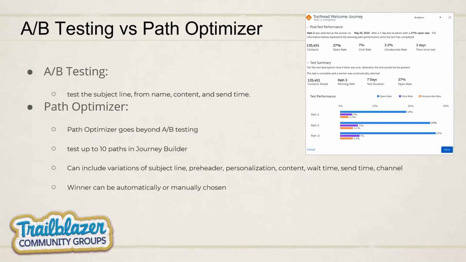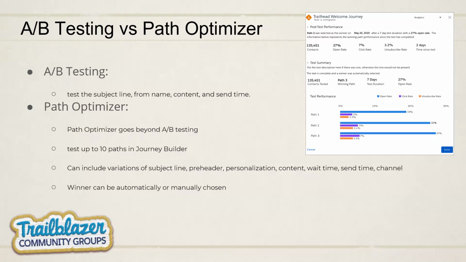And also send time, by setting the STO or making use of other wait activities. We can also decide what cadence works best, and the channel. So if we are sending the communication on email, is it working better than the SMS channel or advertising? We can set all these different variations in a single path from the path optimizer. And the winner can be chosen by automatic evaluation, or we can also choose the winner after the evaluation completes.